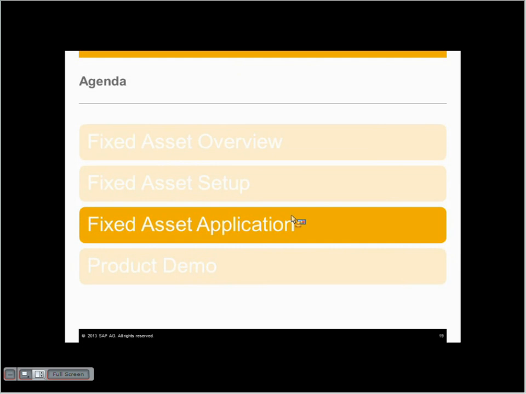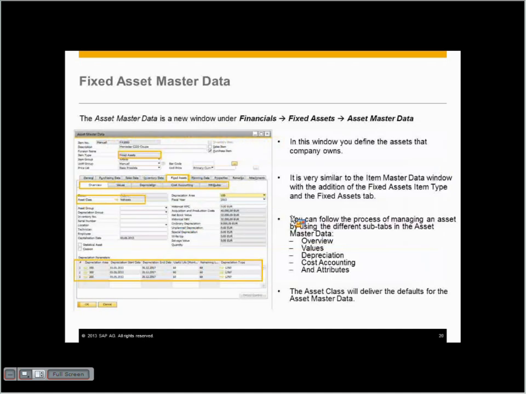Okay. So next, I will come to the fixed asset application, and I will start with the fixed asset master data. Asset master data is a new window under financials, fixed asset master data. In this window, you define the assets that a company owns. It's very similar to the item master data window, with the addition of the fixed asset item type and the fixed asset tab. So you have the same structure as with the item window, but in addition we have the item type fixed asset.